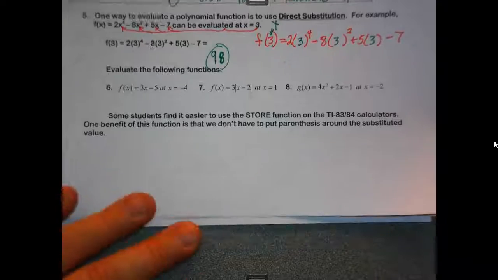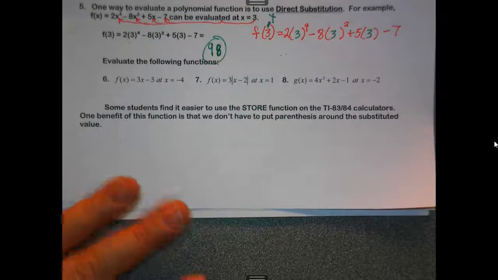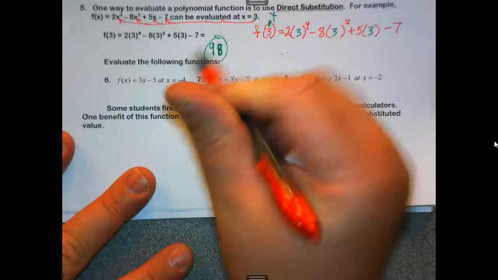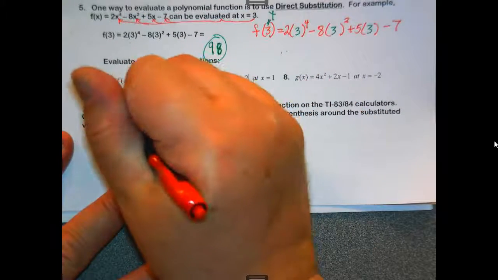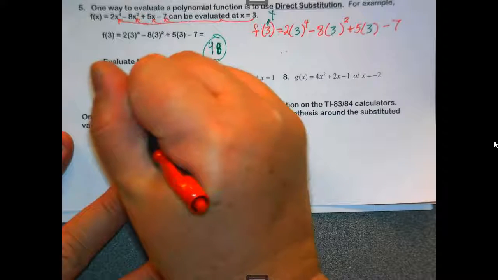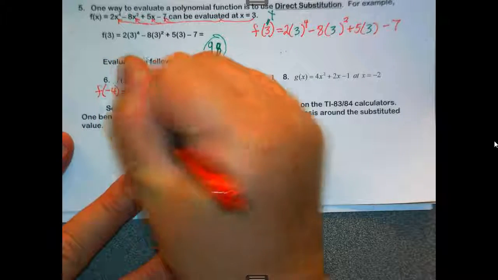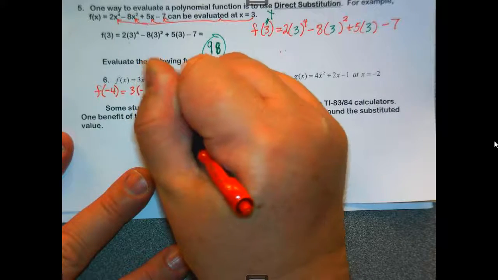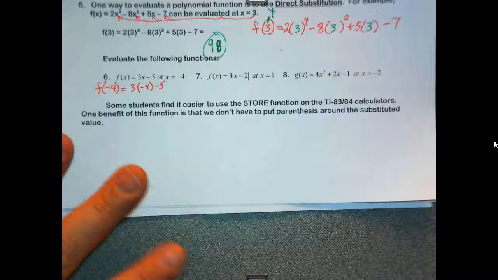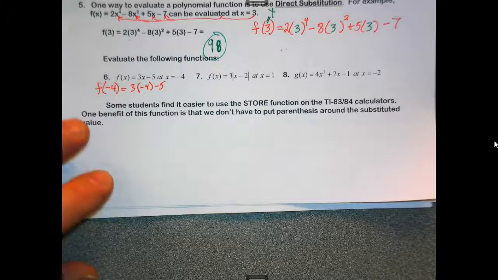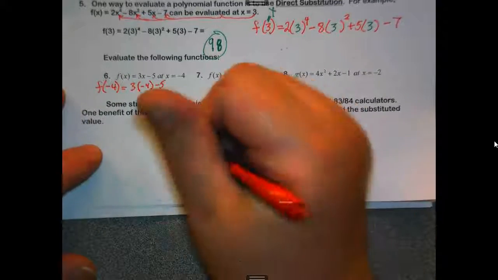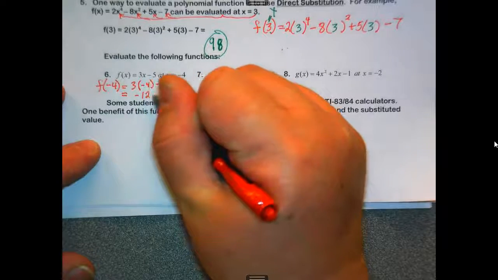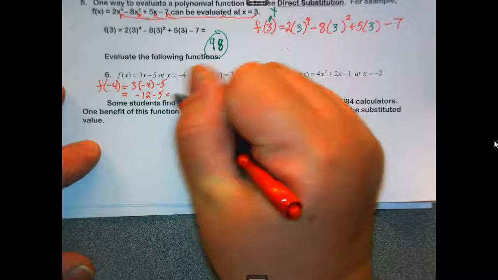All right, let's do some examples. Are you ready? Are you ready, kids? The f of x, let's see, x equals -4. So we have to do the f of -4. And again, wherever I have an x, I'm going to put parentheses. Okay, this one's easy. I can do this in my head. -12 minus 5 is -17.